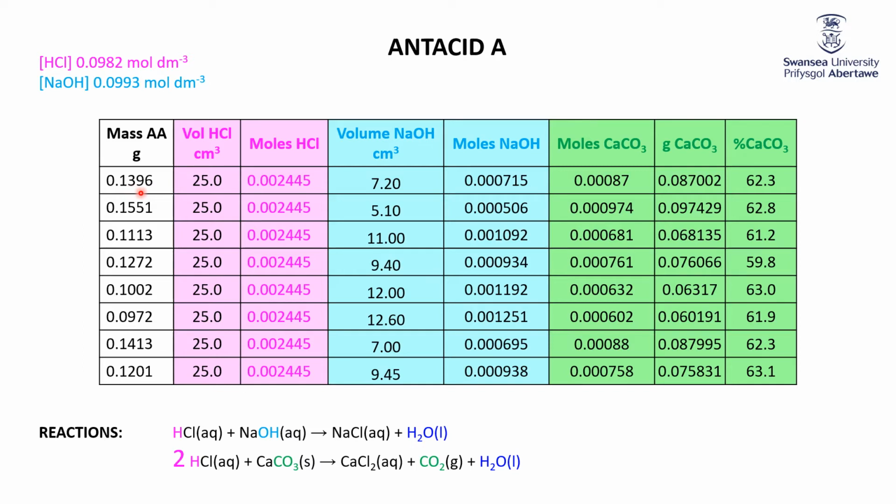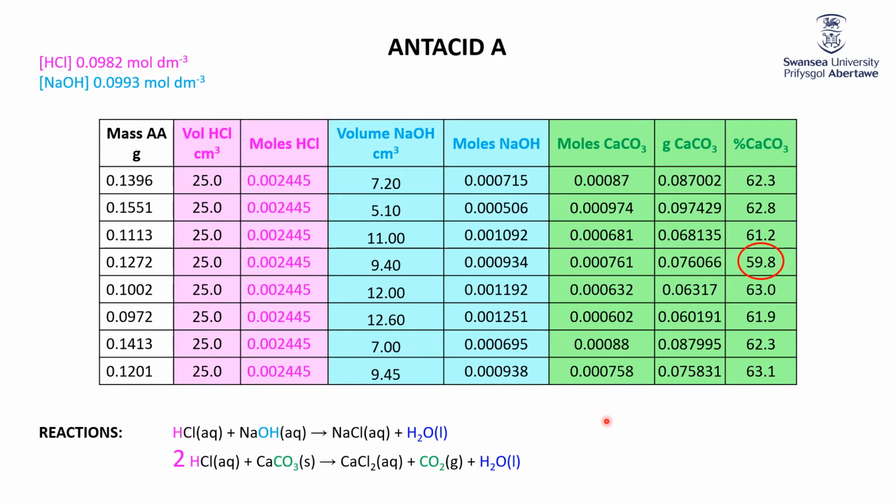Now, whenever you do lots and lots of data, you go through and you're going to average it. But before you average it, you go and see, are there any weird ones that stand out? So we got 62, 62, 61, 59, 63, 61, 62, 63. So there's a possibility that this 59.8 is a weird one.